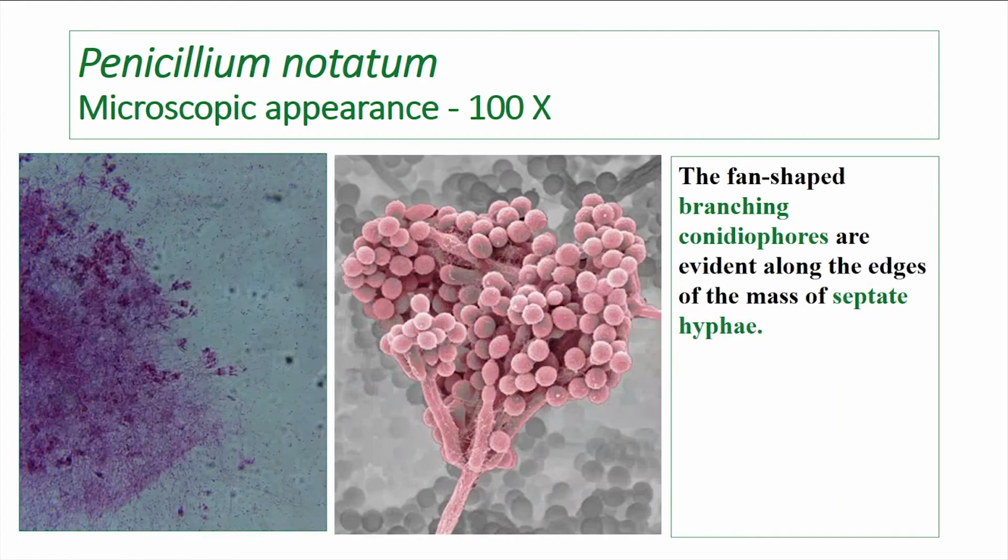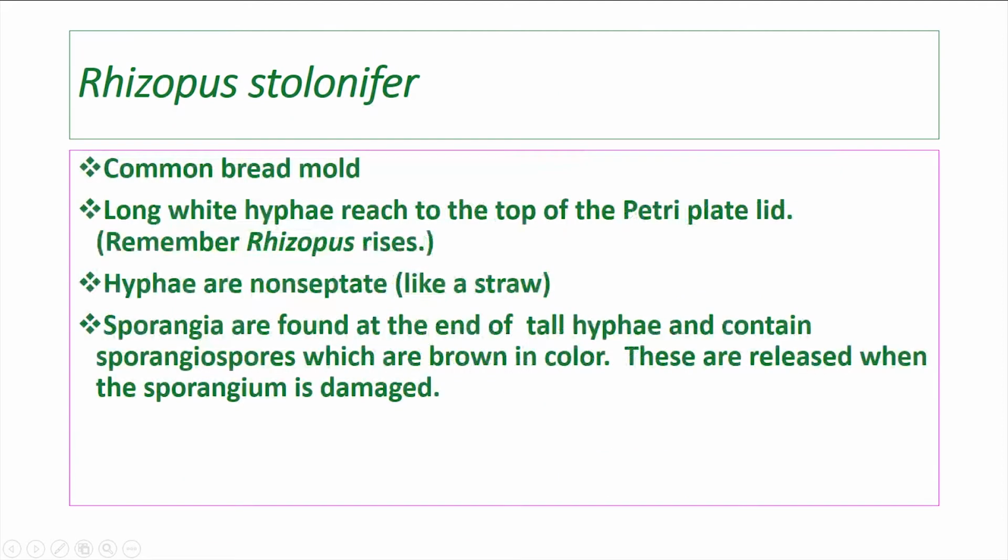It looks a little bit different under an electron micrograph, but it's more or less the same. I like the pictures of the slides better. It's easier to identify. Okay, the last one is Rhizopus stolonifer. It's the common bread mold. It doesn't really produce anything of use. It's just a spoilage organism.